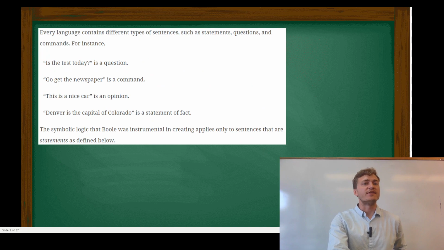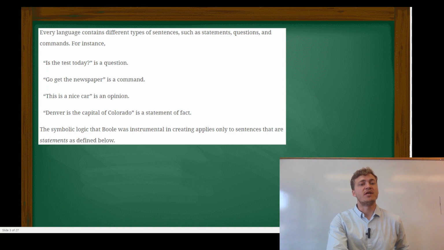Every language contains different types of sentences, such as statements, questions, and commands. For instance, "Is the test today?" is a question. "Go get the newspaper" is a command. "This is a nice car" is an opinion. "Denver is the capital of Colorado" is a statement of fact.